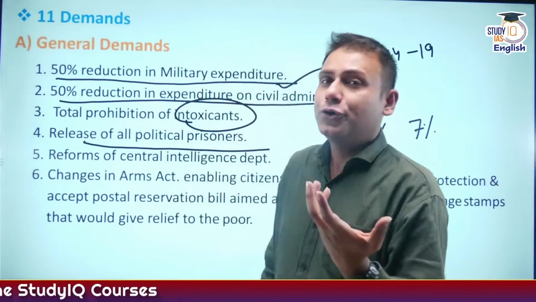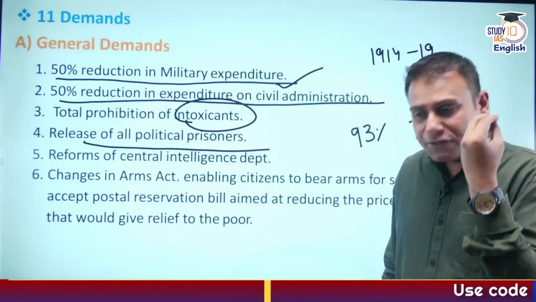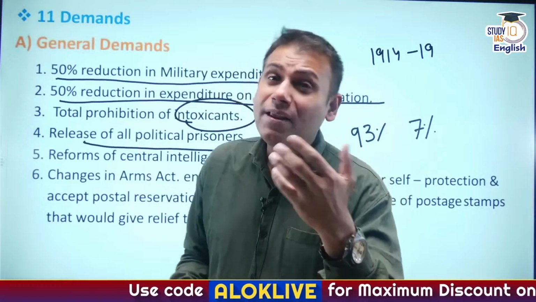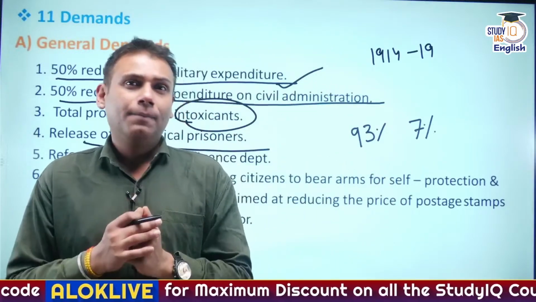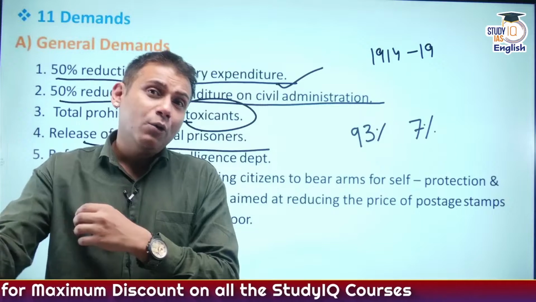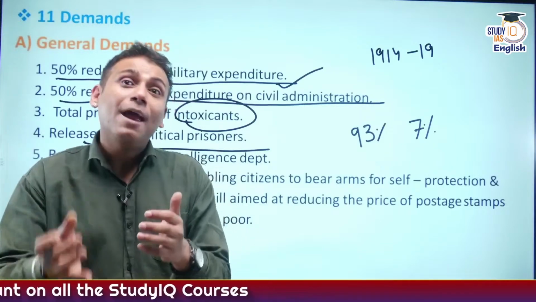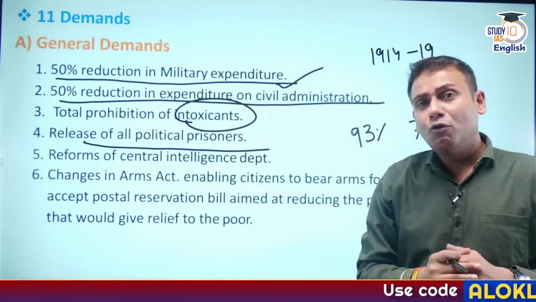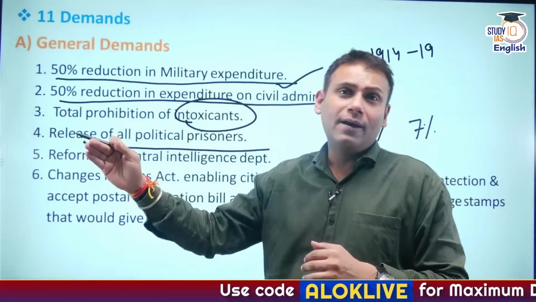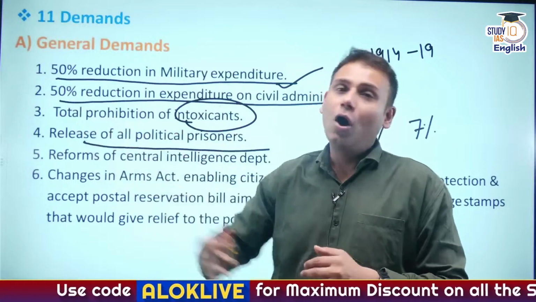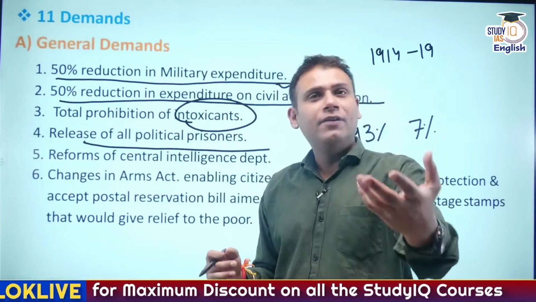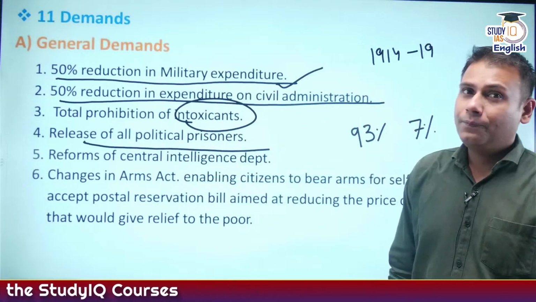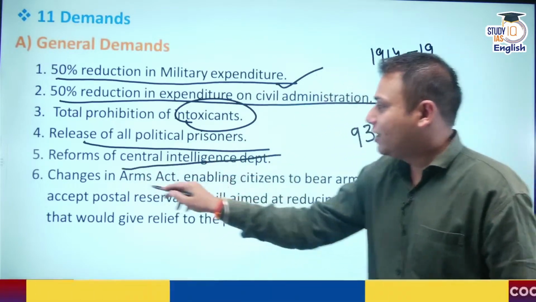Now, what did Britishers used to do? If the Satyagrahis were peacefully protesting, they were being beaten up. They were heavily fined. Their property was being confiscated. They were being imprisoned, although they were peacefully protesting. During the non-cooperation movement, more than 6,000 Satyagrahis were put inside the lockup. So here Mahatma Gandhi demanded release of all the political prisoners who are not guilty of violence, reforms of the Central Intelligence Department, and changes in the Arms Act.